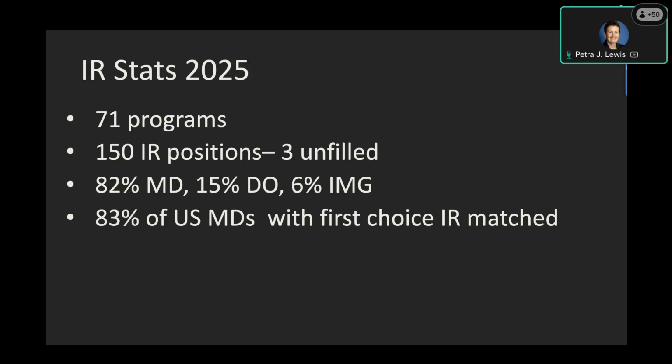IR, similar stats: 71 programs, 150 positions, so less. 3 were unfilled at the end of SOAP. The breakdown is 82% MD, 15% DO, 6% IMG, so somewhat lesser on the DO and IMG side. And 83% of USMDs with first choice of IR matched in IR. So, really overall very good statistics.